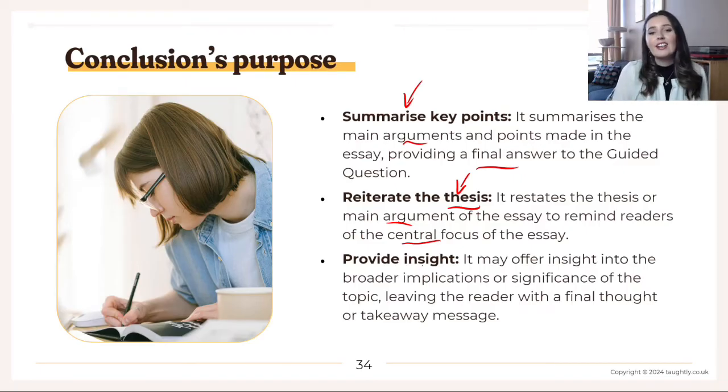And finally, a conclusion should offer some insight. So what are the broader implications of the text that you've read? What is the significance of the text that you've read in the wider world or in the modern day? You should give your reader a final thought or a takeaway message. Why is this text relevant or interesting or perhaps a bit confronting to a modern audience?